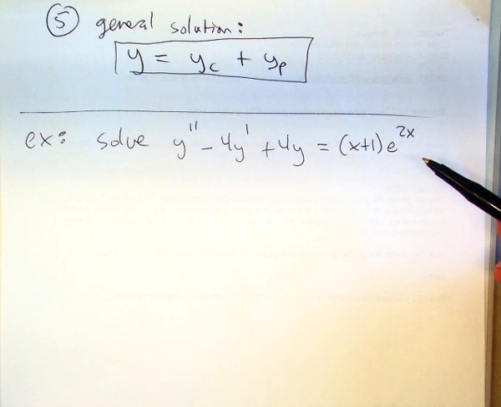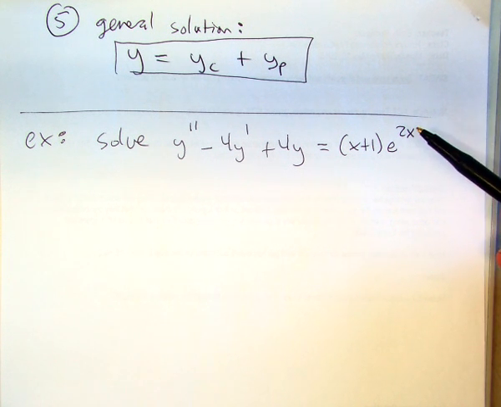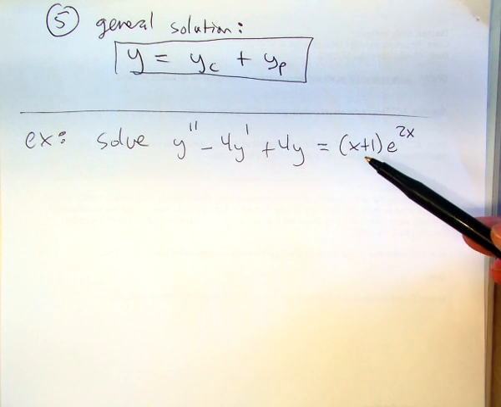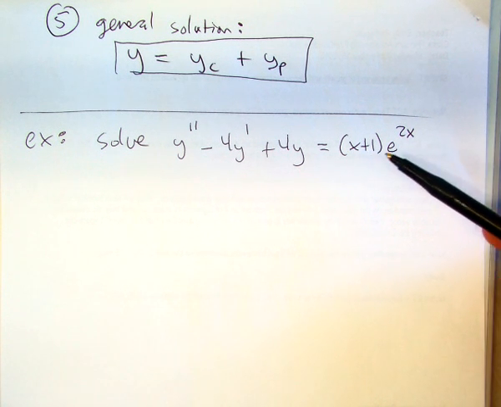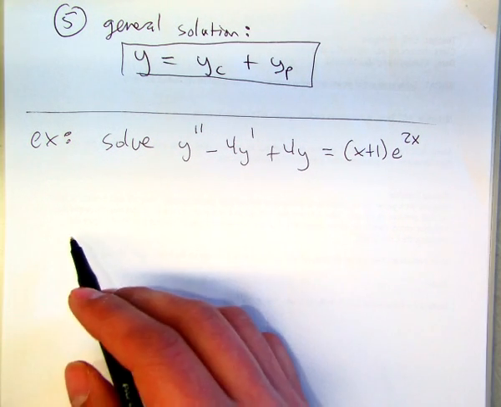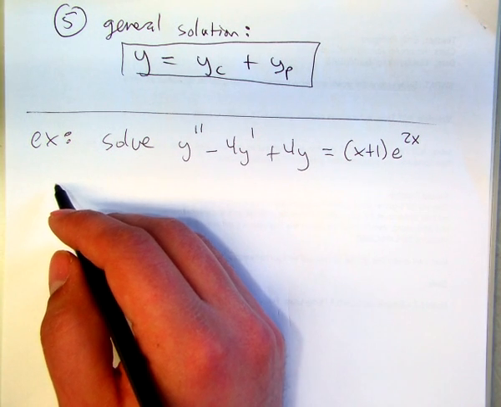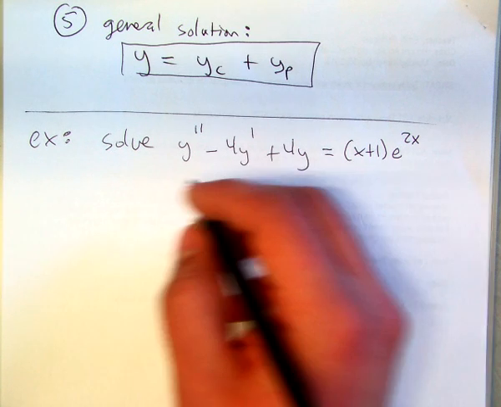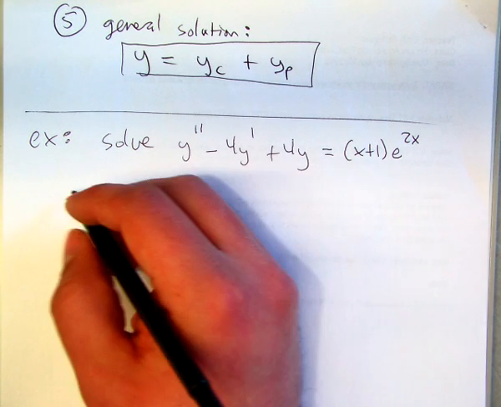We could use annihilation, because we know how to annihilate e to the 2x. We would use D minus 2. Since we have a linear term in front of it, we'd make it squared, right? So we can do it that way. But just so we get the idea of how this works, we're going to go ahead and use this variation of parameters method. Okay, so first we're going to go ahead and find the complementary solution.